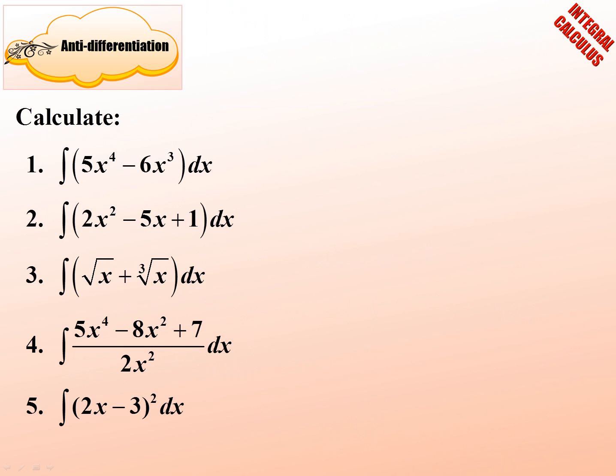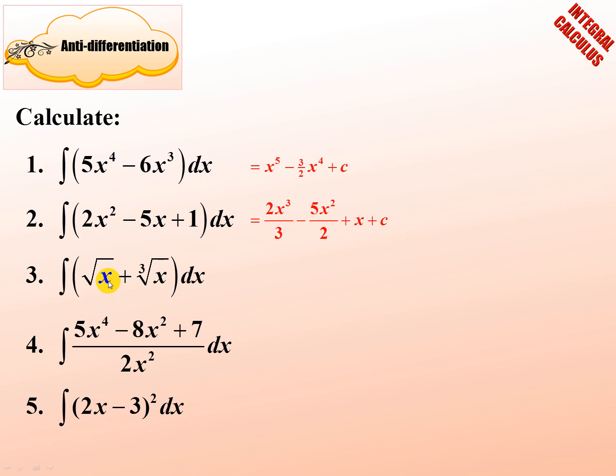Some examples for you to try. In the first one, we just apply the formula straight off. Add 1, you get 5 over 5, and the 5's cancel. We get a 4 below. 6 over 4 is 3 over 2 plus c. Next one, straightforward, applying the formula.